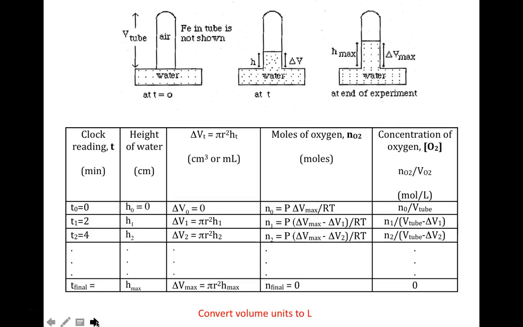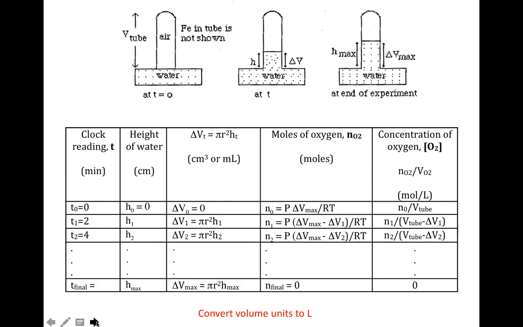Oh, sorry, one second. One thing that was left out: if you think about the delta V max, we can calculate that. Well, that was easy because we're measuring the height of the water. In that last column where it says V tube minus delta V1, well, what is V tube? And you also see there's no delta, so it's not changing.